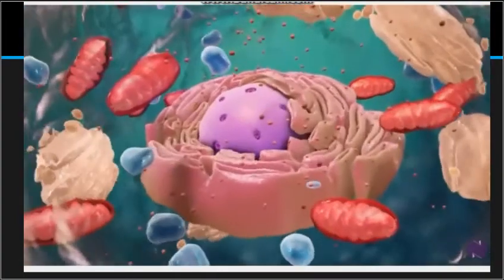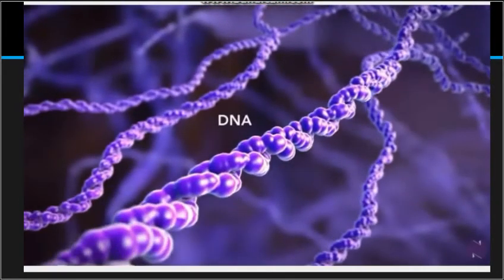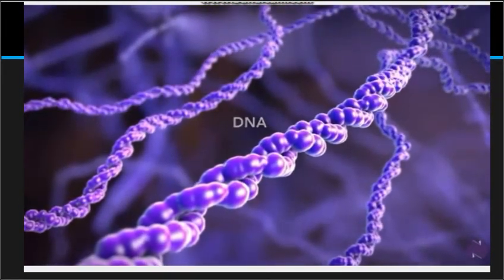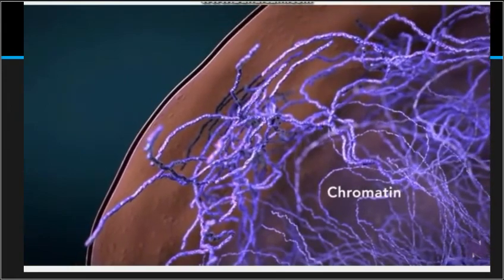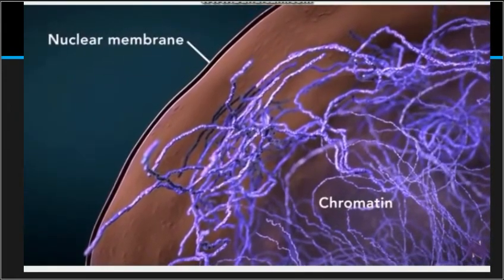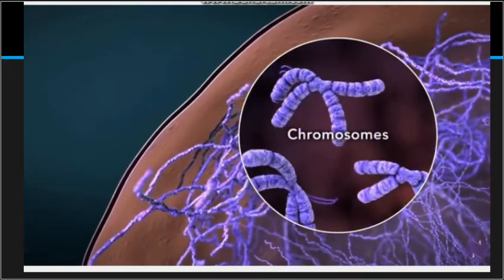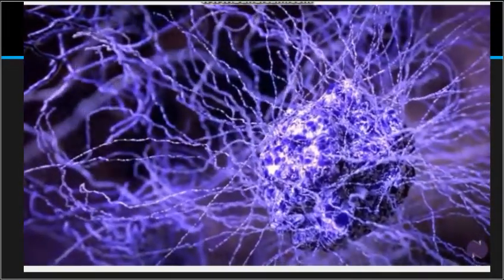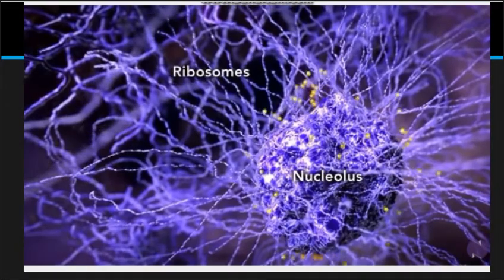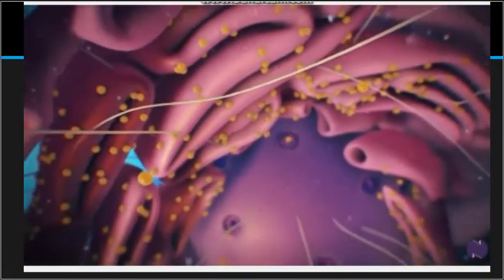Let's start with the nucleus, the control center of the cell. The nucleus contains DNA, or genetic material. DNA dictates what the cell is going to do and how it's going to do it. Chromatin is the tangled, spread-out form of DNA found inside the nuclear membrane. When a cell is ready to divide, DNA condenses into structures known as chromosomes. The nucleus also contains a nucleolus, which is a structure where ribosomes are made. After ribosomes leave the nucleus, they will have the important job of synthesizing or making proteins.